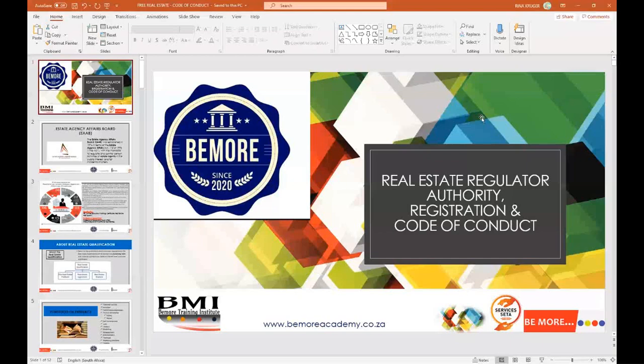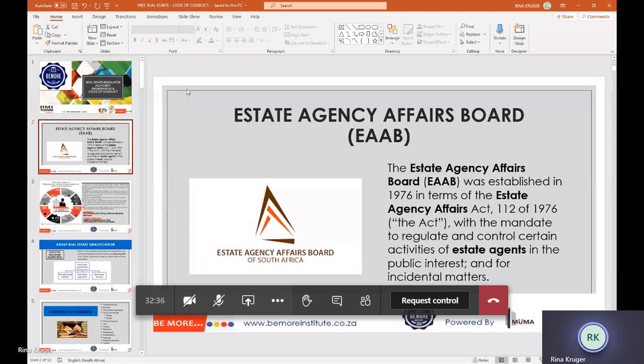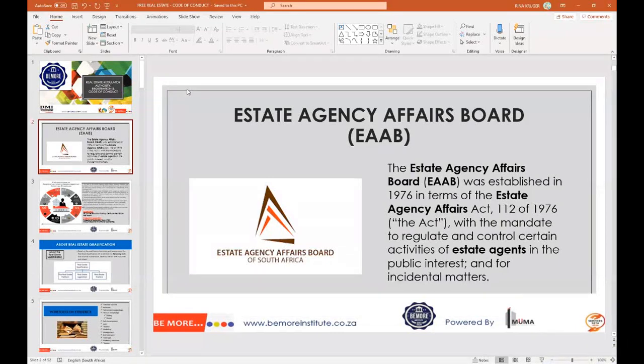We all know what is a code of conduct. The current regulator is the Estate Agency Affairs Board, and Numisa did explain to us last week exactly how the changes from the Estate Agency Affairs Board will be with the new Property Practitioner Bill, and it is in the process of implementing, but currently it's still the Estate Agency Affairs Board, and we are still currently under the Estate Agency Affairs Act, and the Act was established in 1976 in terms of the Estate Agency Affairs Board regulation, with a mandate to regulate and control certain activities of estate agents in the public interest and for incidental matters.